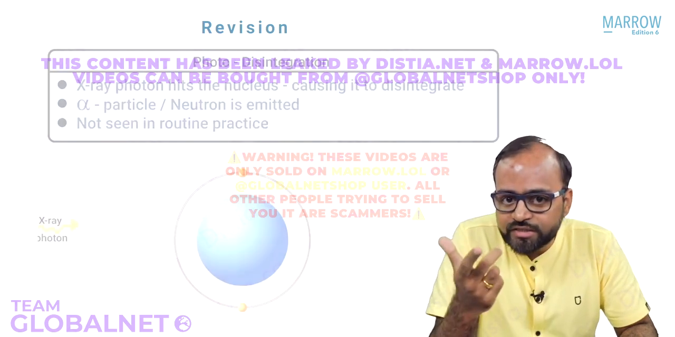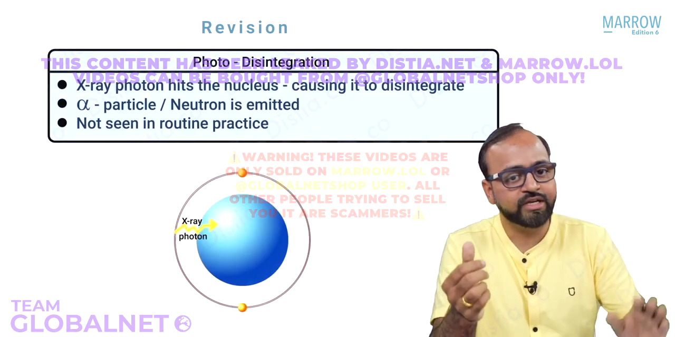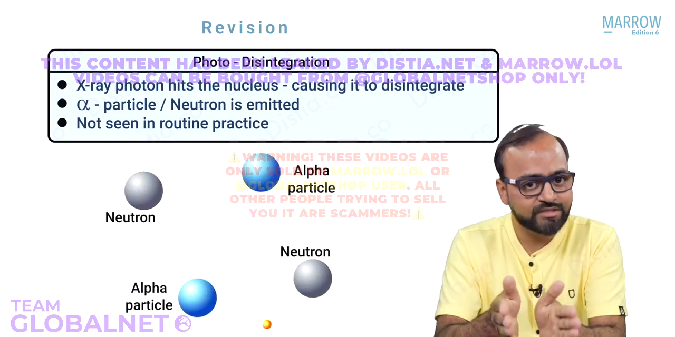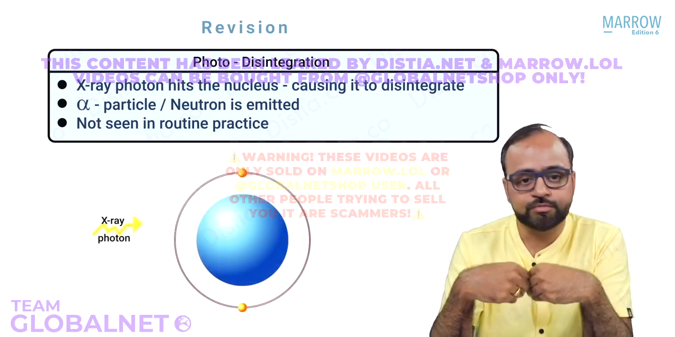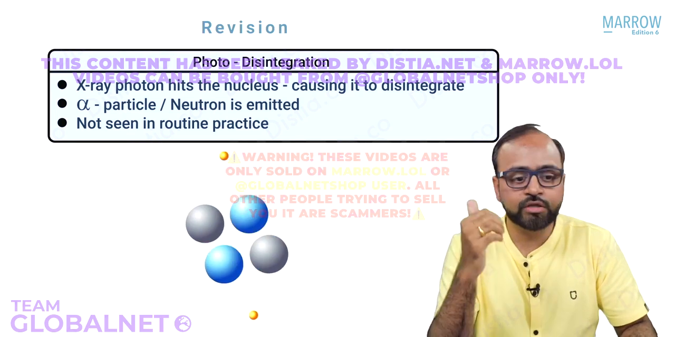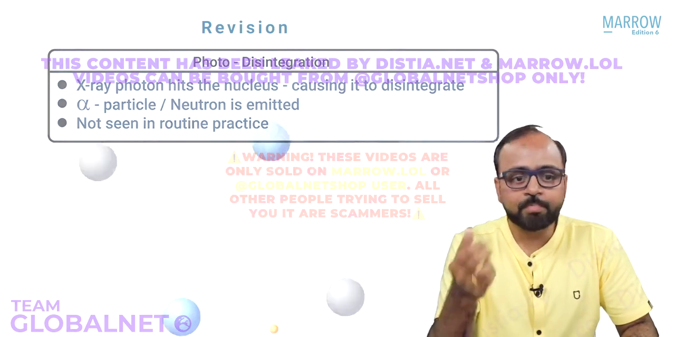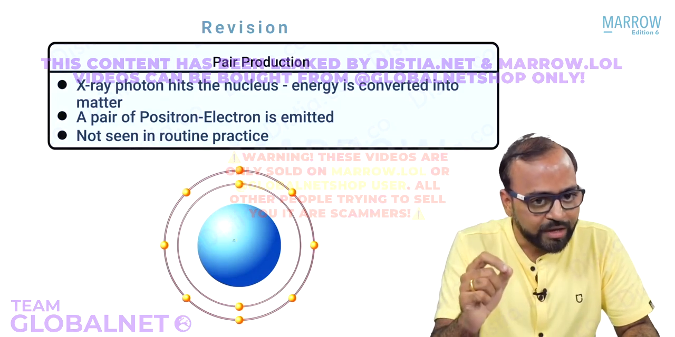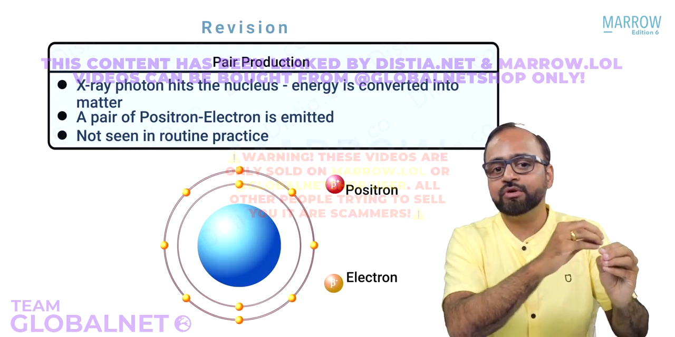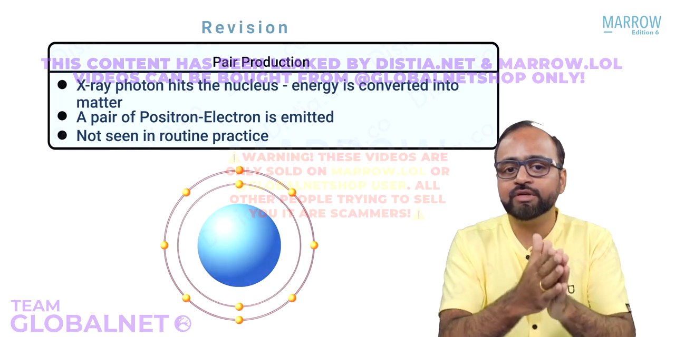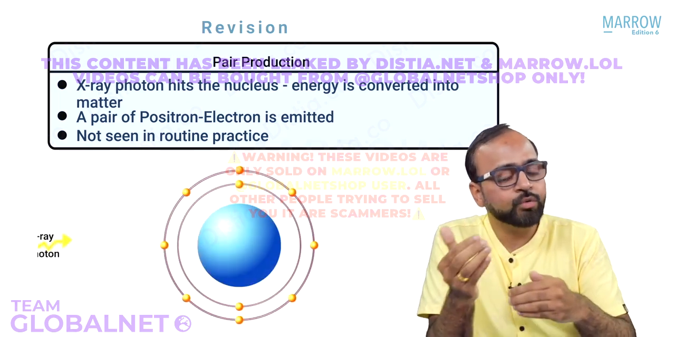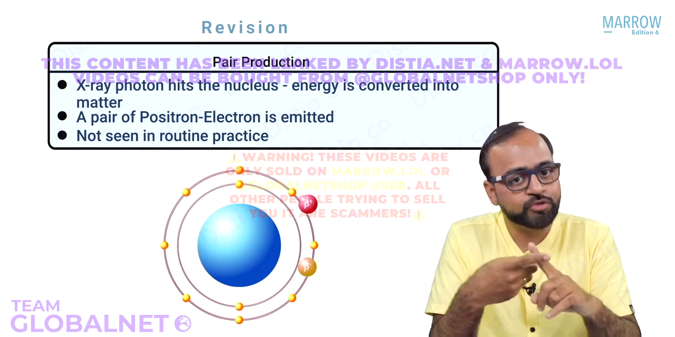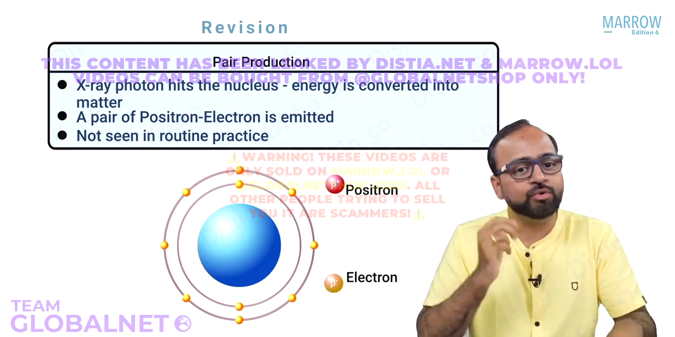Photo disintegration, the nucleus is going to disintegrate. A very high energy X-ray beam comes and strikes the nucleus. A part of the nucleus is broken off. An alpha particle or a neutron may be released. Pair production is what? In pair production, an X-ray photon is going to come and strike the nucleus. Energy is going to be converted into matter. A pair of particles, a positron and an electron, is going to be produced.